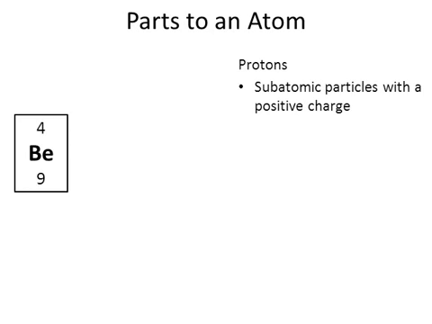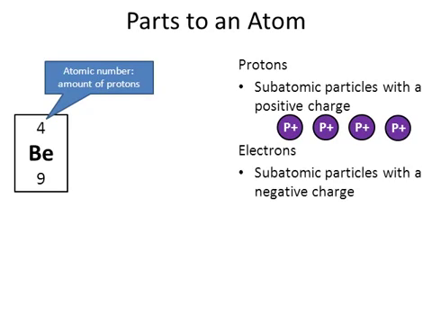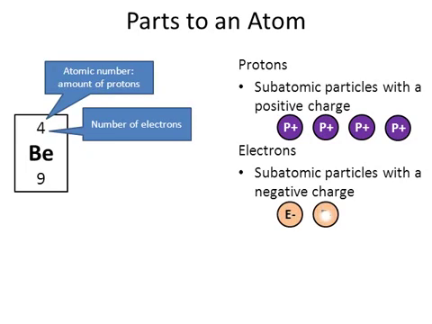First of all, there are the protons. These are the parts that have a positive charge. From the periodic table square, I know, from looking at the atomic number, that beryllium has 1, 2, 3, 4 protons. Another part of an atom is what are called electrons. These are parts that have a negative charge. Usually the amount of protons is the same as the amount of electrons. So I now know that beryllium has 1, 2, 3, 4 electrons.